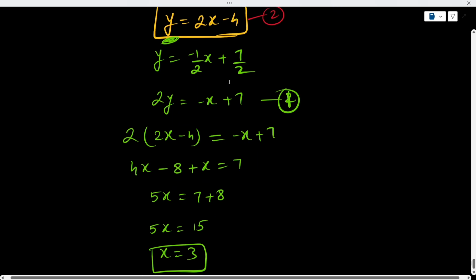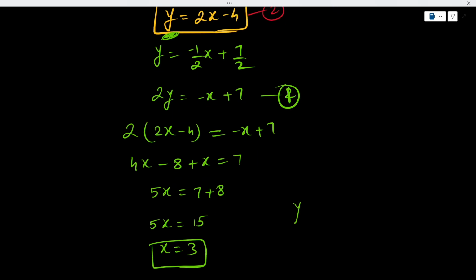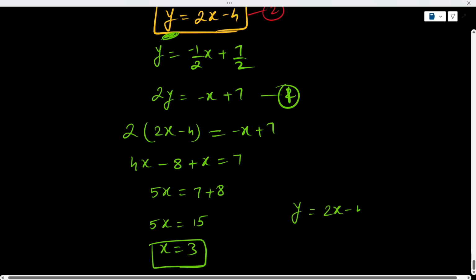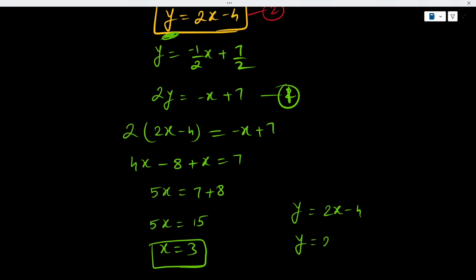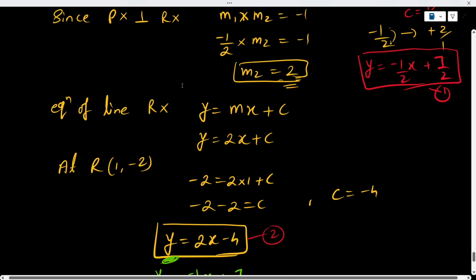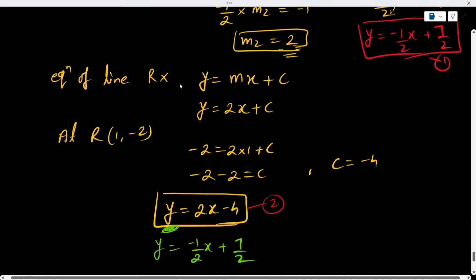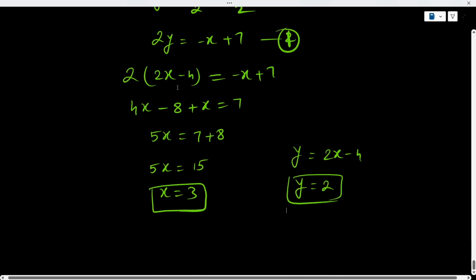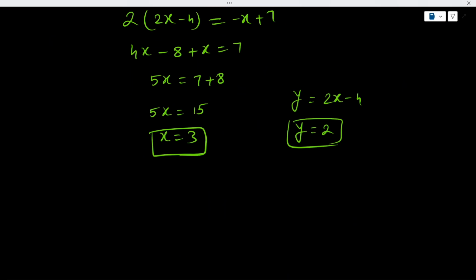Now y is equal to 2x minus 4, right? Substituting the x value here, 6 minus 4 is going to be 2. So what is going to be the coordinates of point X, because it's the intersection of both the lines? So for a simultaneous equation, how do we solve it without a graph? By using the elimination or substitution method. Therefore the coordinates of X is 3 comma 2.